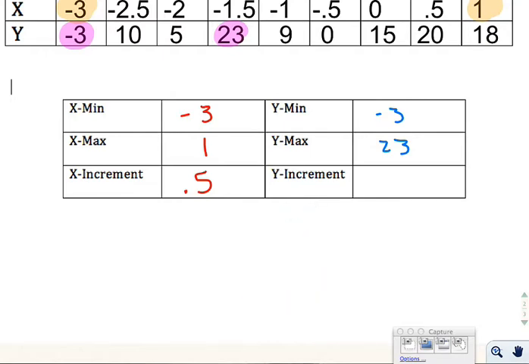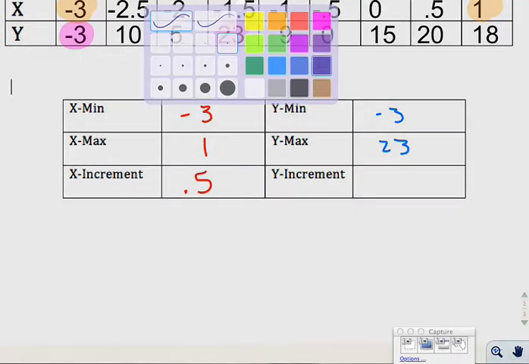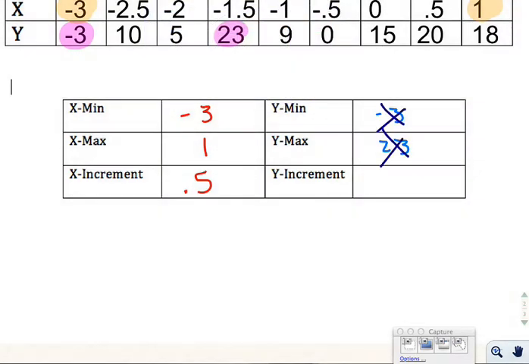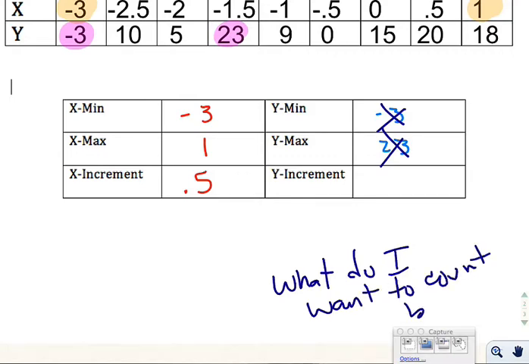So I need to kind of maybe expand this a little bit. Like these numbers weren't actually very good choices. So what I kind of want to think about is what do I want to count by? Like that's my next thought process. What do I want to count by? The reason I asked myself that question is because I know I have to get to -3 and 23, but it doesn't mean I can't go a little bit beyond it.